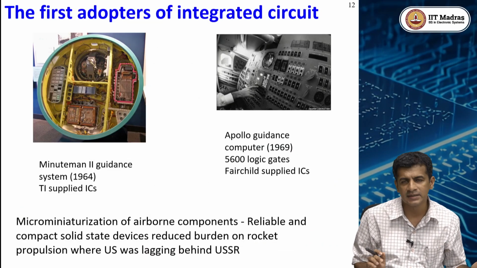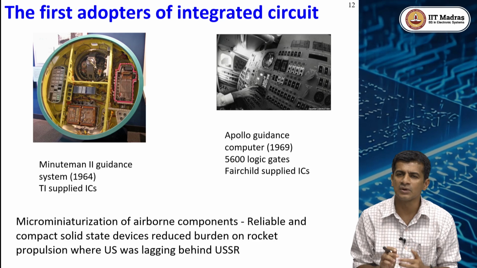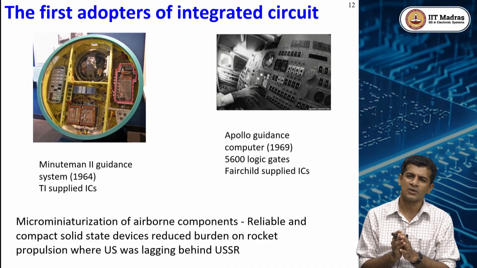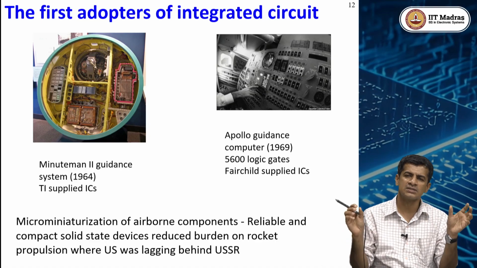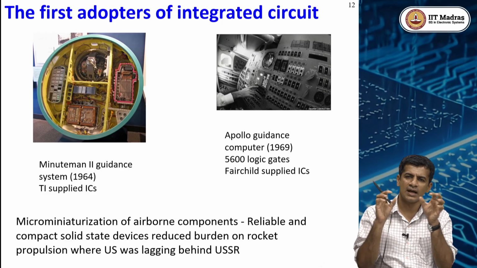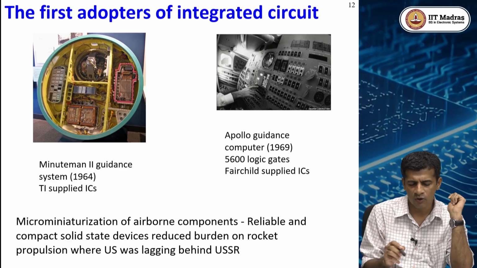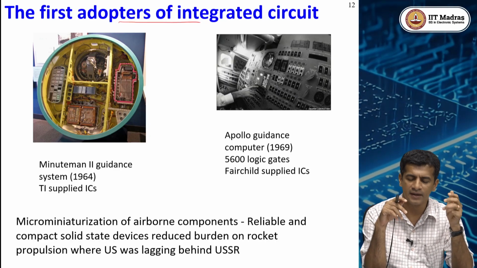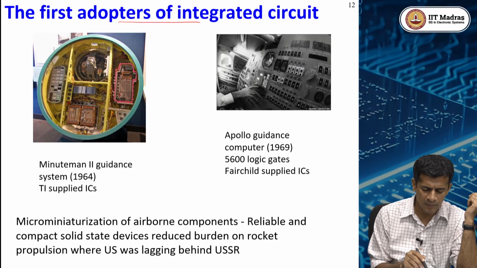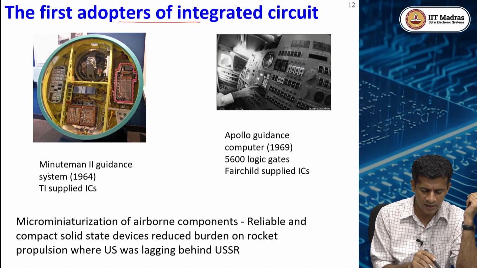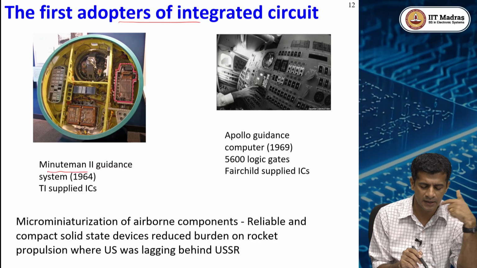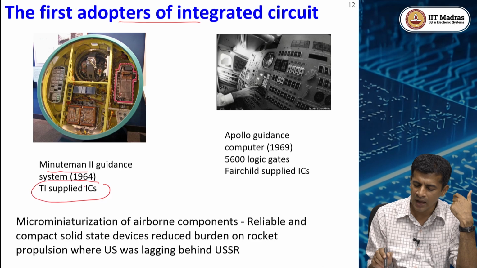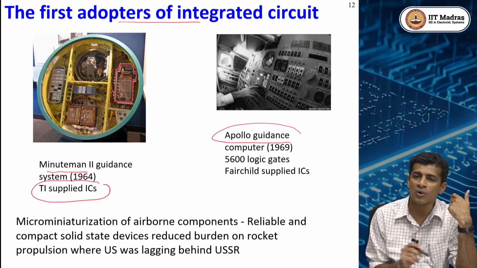Now let us see. At the time of the integrated circuit, it was a very expensive product, and the complexity of products was not very high. You could still buy discrete transistors and assemble them. So the initial adopters of integrated circuits were the only two customers who could pay top dollar. The first was the Minuteman II ICBM, for which Texas Instruments supplied the ICs, and the other important one is the Apollo guidance computer.